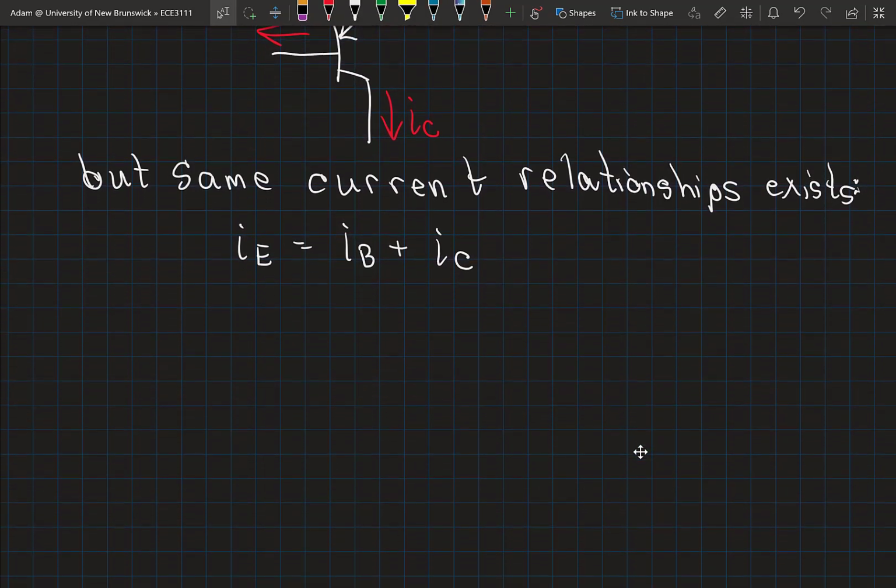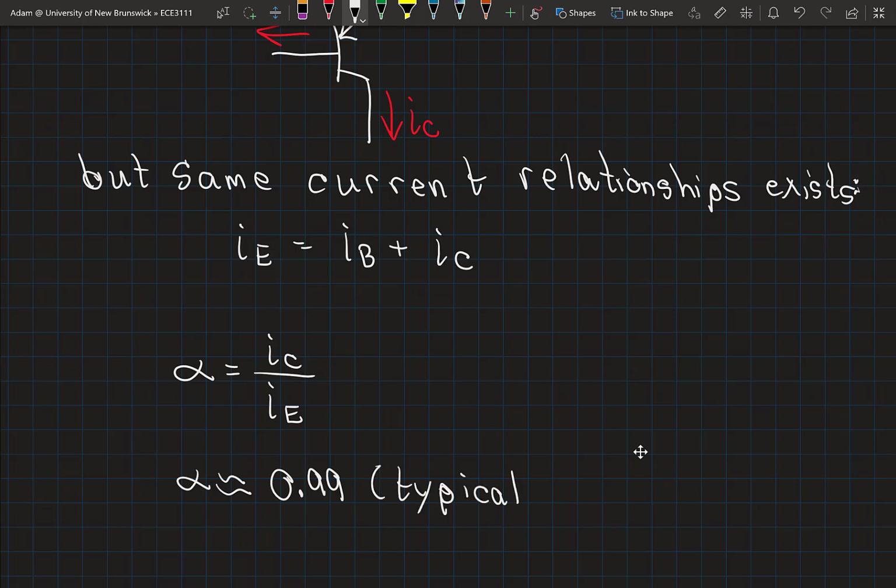Okay, so we have some parameters to define the relationships between these various currents. While we said that our collector current and our emitter current are approximately equal, they're not precisely, and we use the Greek letter alpha to define the difference between the collector current and the emitter current. Alpha is often in the range of kind of 0.99. It's kind of a typical value, 0.98 maybe.